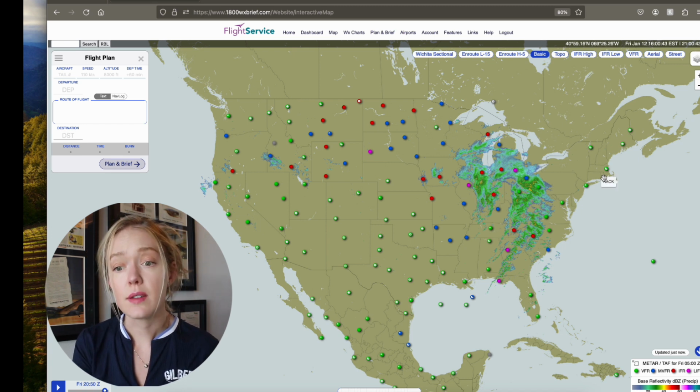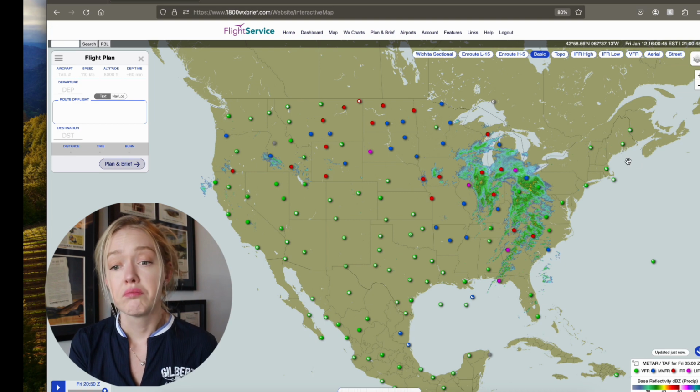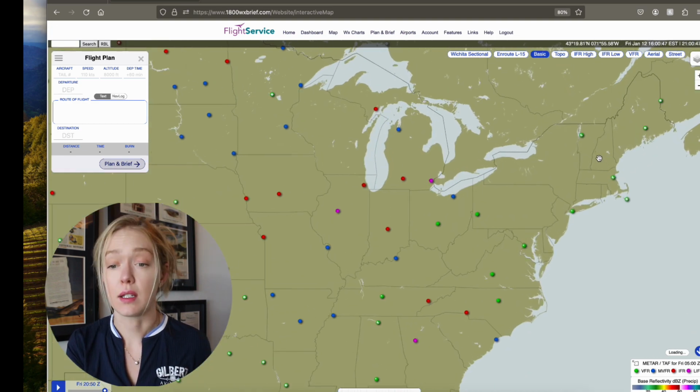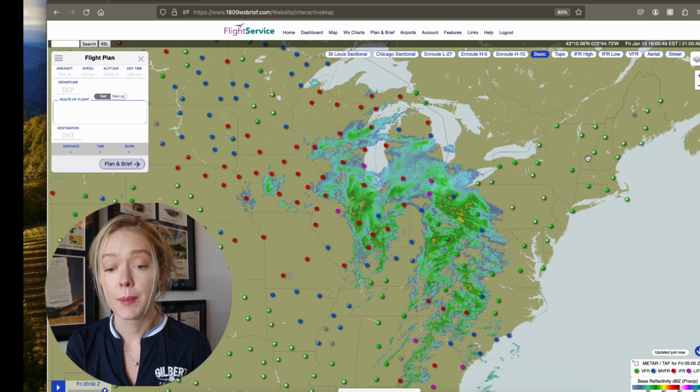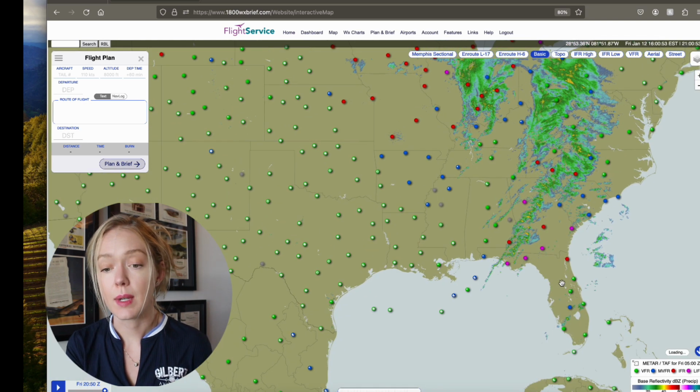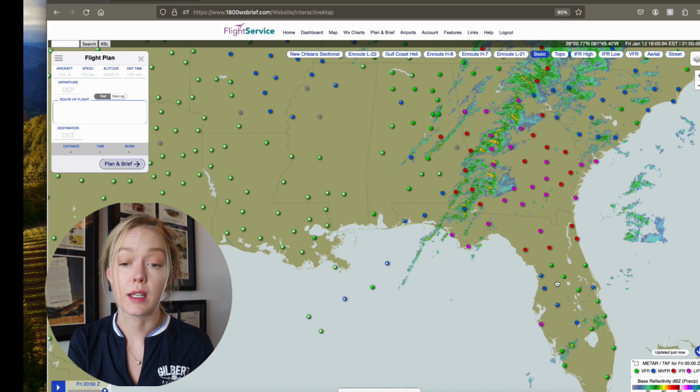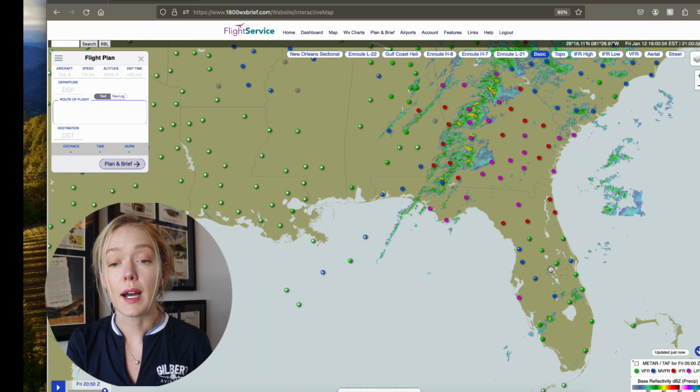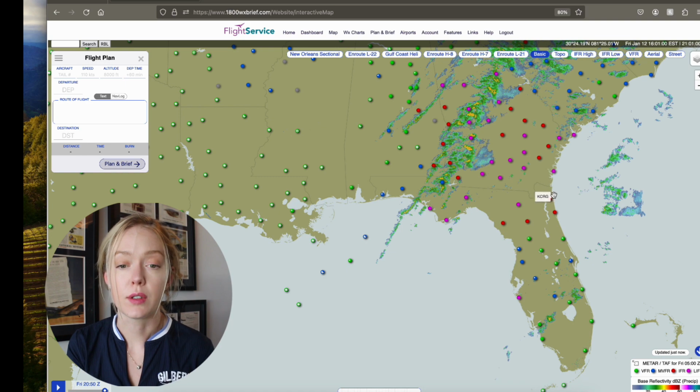Far northeastern US looks pretty nice. VFR with no ceilings through a lot of Maine and New York. Florida is not looking great. There are some areas of VFR, but we also see some isolated marginal VFR, IFR, and then low IFR as we move up into Georgia.